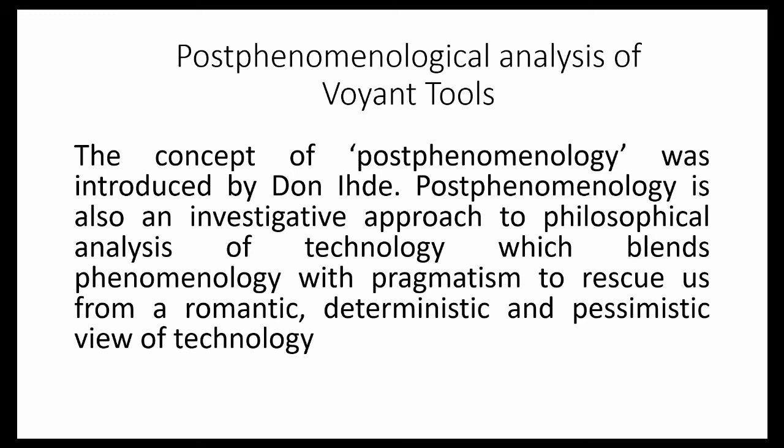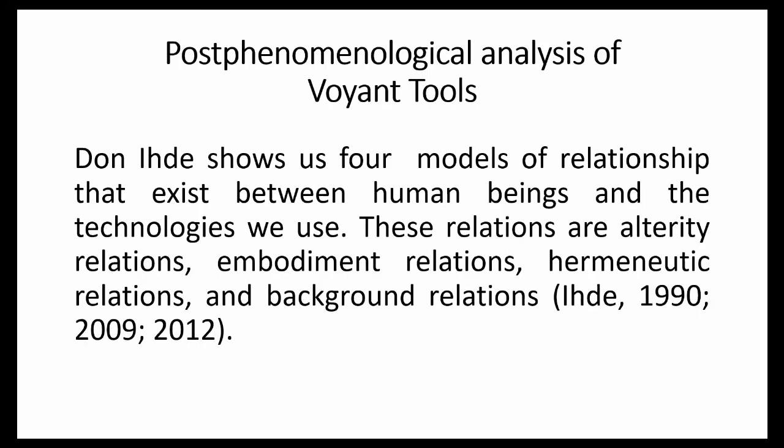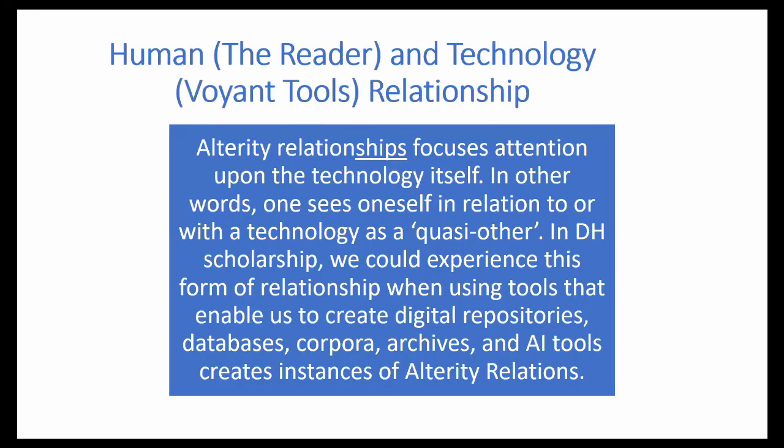Within this framework, Don Ihde came up with four relationships that could exist between the human person and the tools that we use. The alterity relationship, which focuses upon the technology itself. So for instance, in relation to the digital humanities, such a relationship will exist when I'm using a digital repository. I'm looking at that repository or the app that has been developed, or the corpora or the archive or any AI tool. So in that relationship, the tool is there and I'm also there. So we are two agents and I'm seeing the tool as an external body.